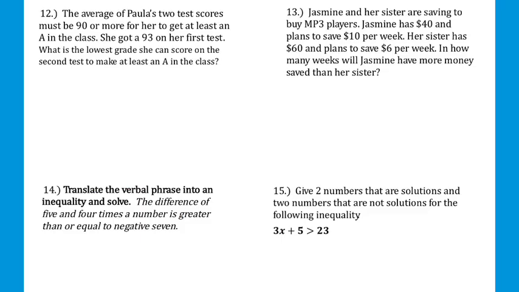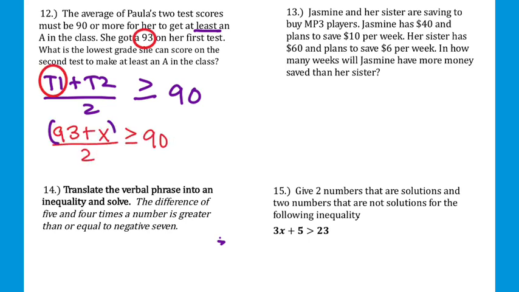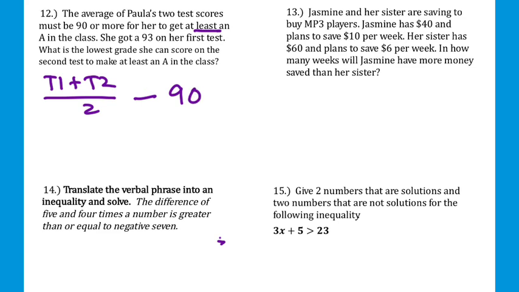Number 12, the average of Paula's 2 test scores must be 90 or more for her to have an A in the class. She got a 93 on the first test, so what is the lowest grade she can get to keep her A? So I have 2 tests. We know what the first test is, and we also know that this has to be equal to or greater than 90 to keep her A.